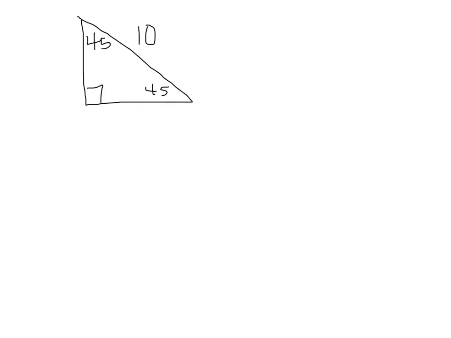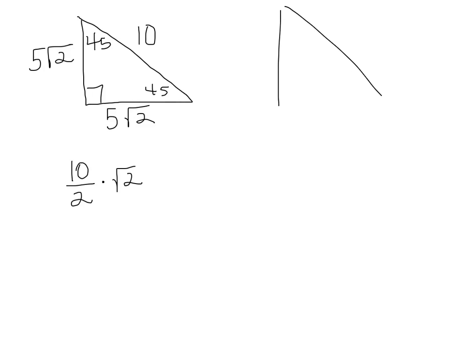All right, so if I use that same pattern, each side is going to be 10 divided by 2 times the square root of 2, or 5 square root of 2. Okay, now if I do this one, and this is 10 square root of 2, what will the sides be? Well, the sides will just be 10.